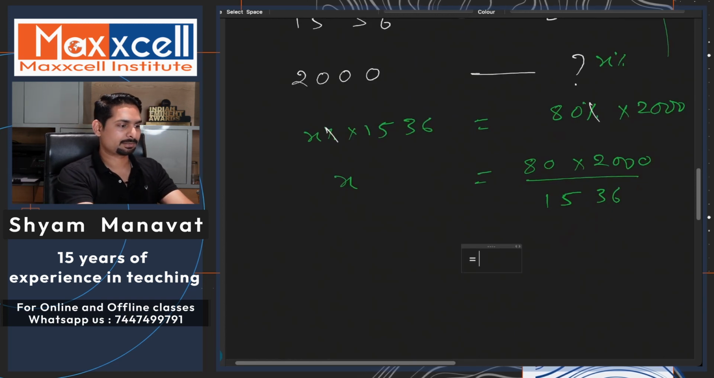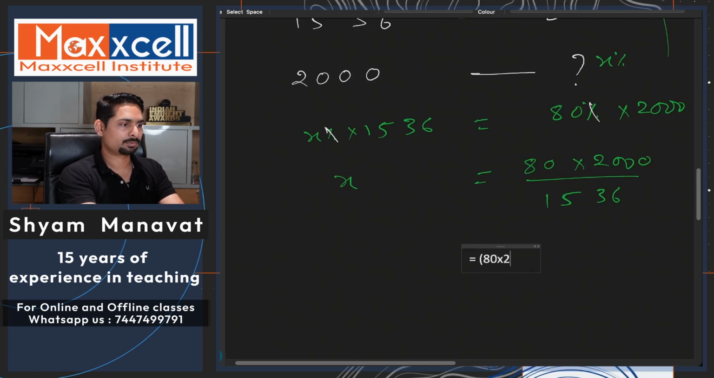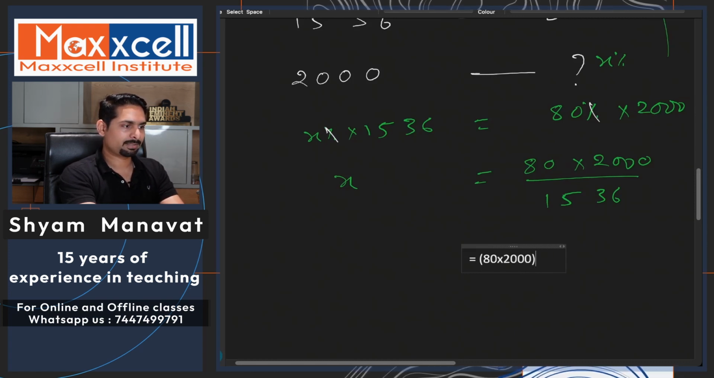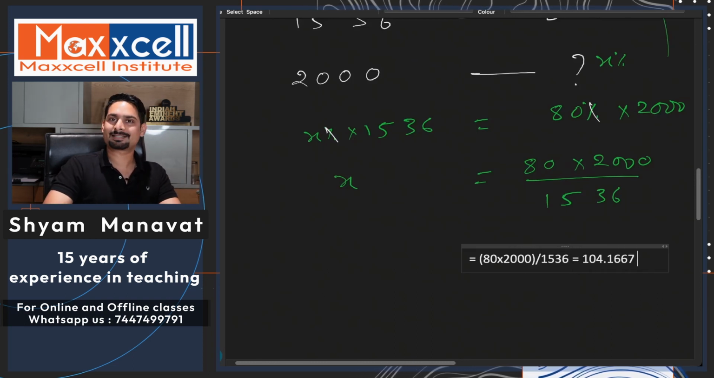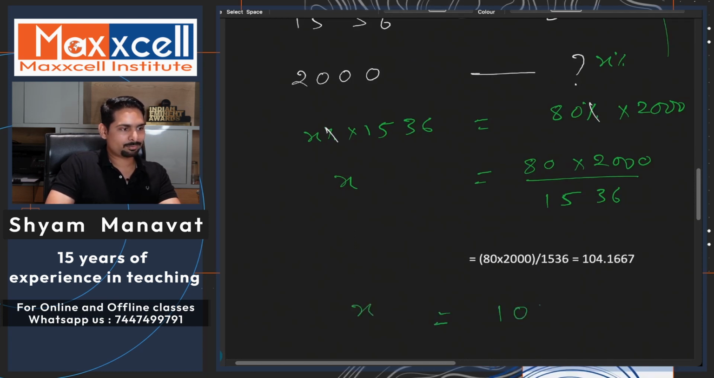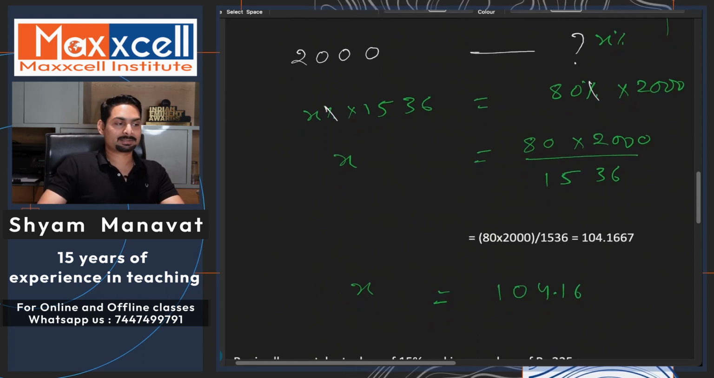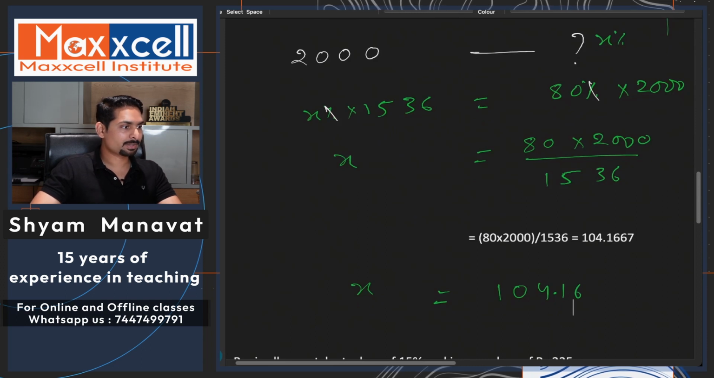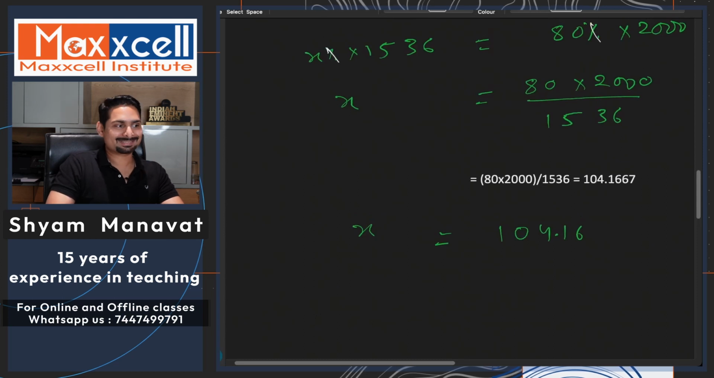That's 80 into 2000 divided by 1536. Tell me how much is that? This x is nothing but 104.16 approximately, right? And that's where you got the answer. So let me show you the answer. So I can say this x is nothing but 100 plus 4.16, right?